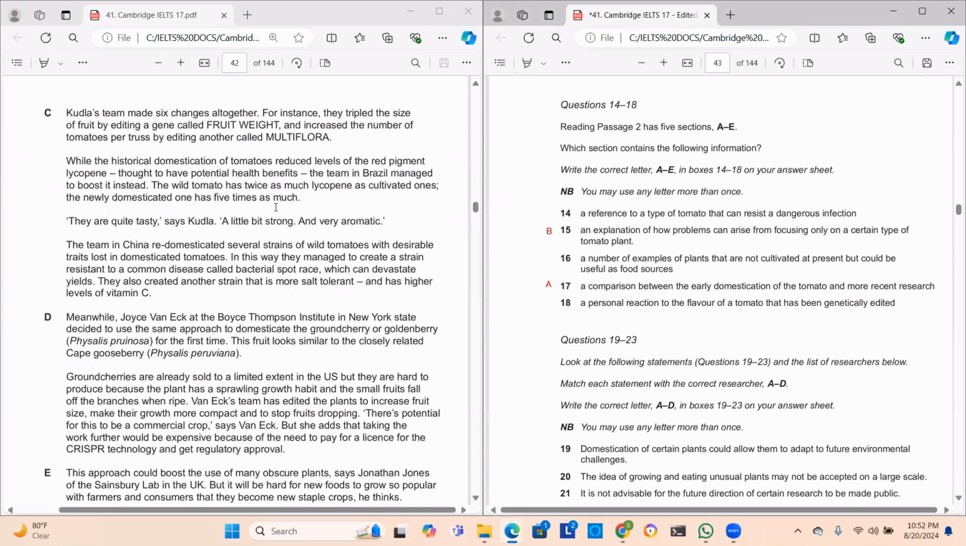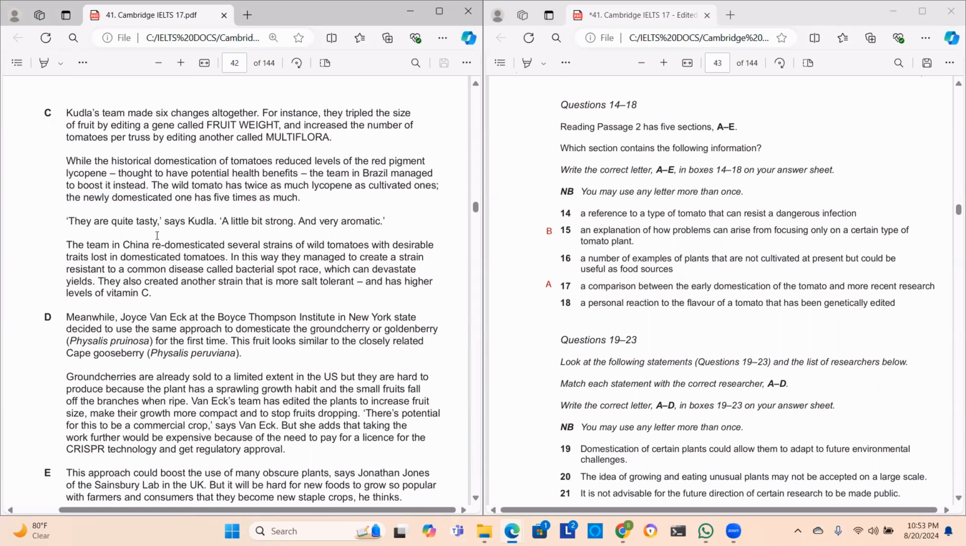Okay. Now, Kudla's team made 6 changes altogether. For instance, they tripled the size of the fruit by editing a gene called fruit weight and increased the number of tomatoes per truss by editing another called multiflora. Okay. Right. Good. While the historical domestication of tomatoes reduced levels of the red pigment lycopene thought to have potential health benefits, the team in Brazil managed to boost it instead. Okay. Now the wild tomato has twice as much lycopene as cultivated ones. The newly domesticated one has 5 times as much. Okay. Right. There is a lot of information.